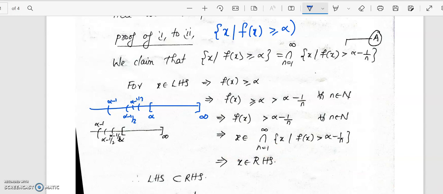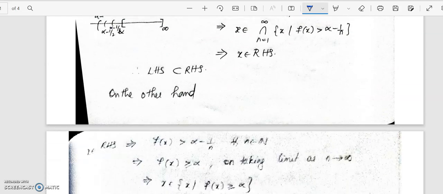Now let us assume that x belongs to the RHS. So if x belongs to RHS, then we know f of x will be greater than alpha minus 1 by n for all n belongs to N. So if f of x is greater than alpha minus 1 by n for all n, the result must hold as n tends to infinity. As n tends to infinity, alpha minus 1 by n approaches alpha. So we will get f of x greater than or equal to alpha.